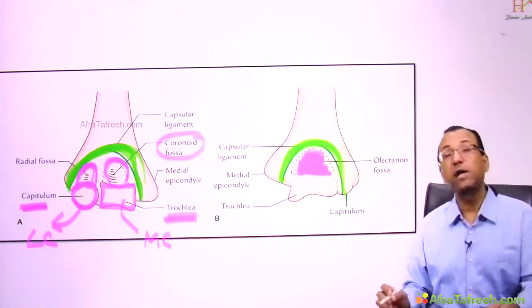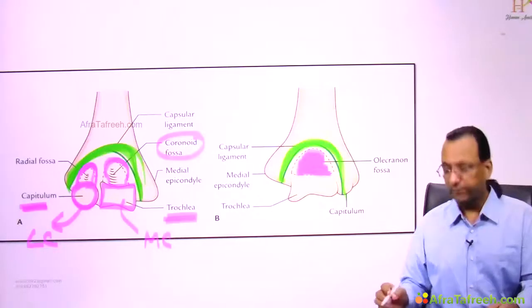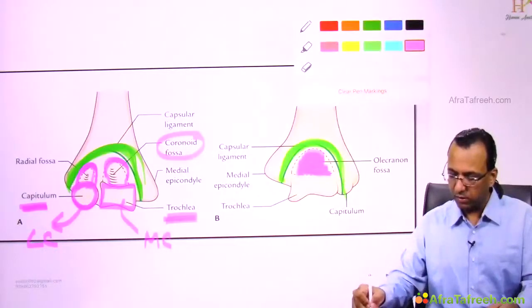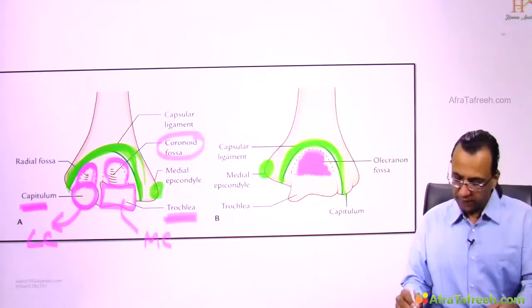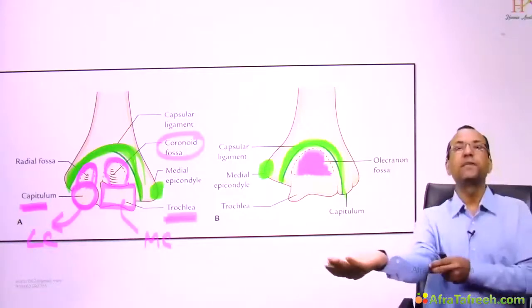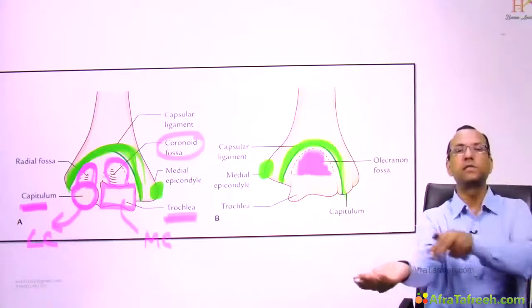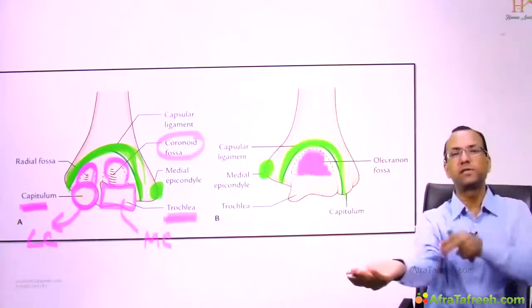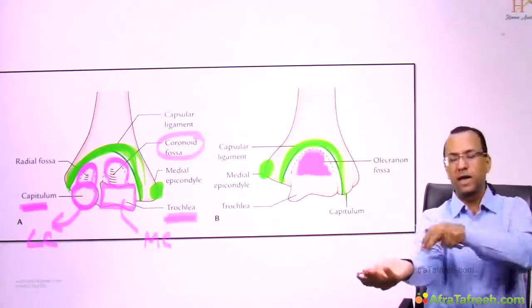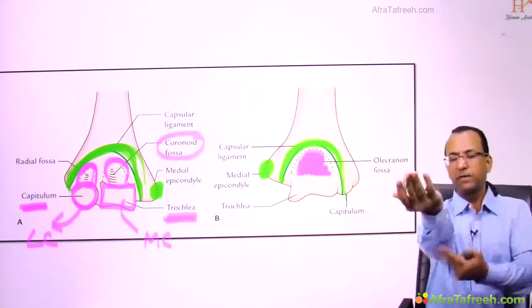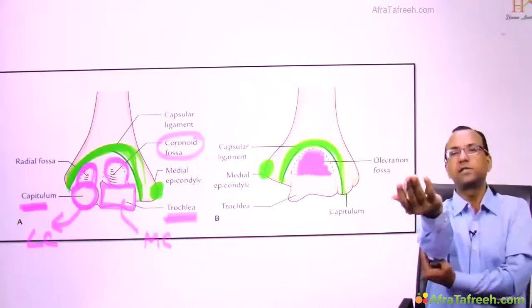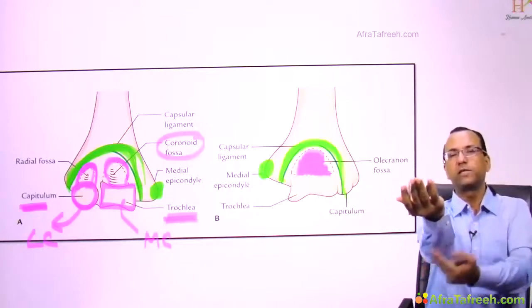But the epicondyles are extracapsular. Why? Because they give origin to muscles. Which muscles take origin from the medial epicondyle? The medial epicondyle gives the common flexor origin, the flexor muscles of the anterior forearm. And what does the lateral epicondyle give? The lateral epicondyle gives the common extensor origin, the posterior forearm muscles.